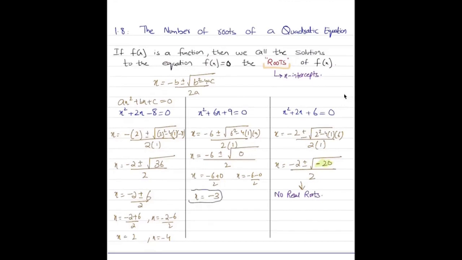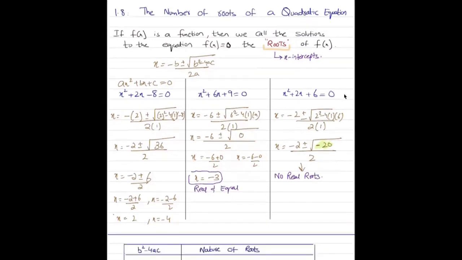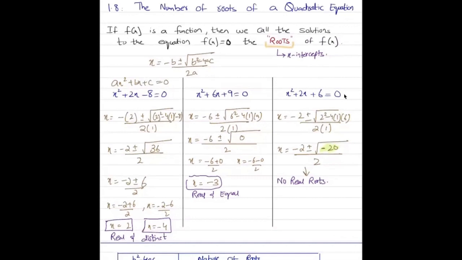In the second example, you were getting x equals negative 3. So that means the roots are real, because you are getting a value, and they are equal because from both sides you are going to get the same result. So that is real and equal. And for the first example, you were getting two different solutions. So the roots are real and distinct. Distinct means different. These are the nature of the roots: the roots can be real and distinct, or real and equal, or they may not be real.